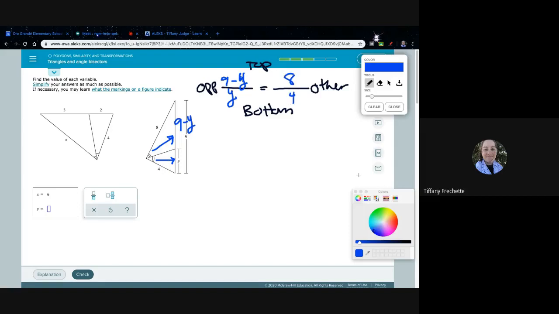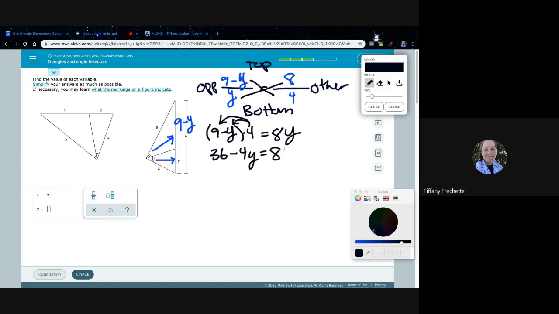All right, let's cross multiply. So remember, it's the whole thing times 4, not just 9, not just y. Both of them will be multiplied. And then we have 8 times y, which is 8y. All right, let's distribute this 4. So we get 9 times 4 is 36 minus 4 times y, which is 4y equals 8y.